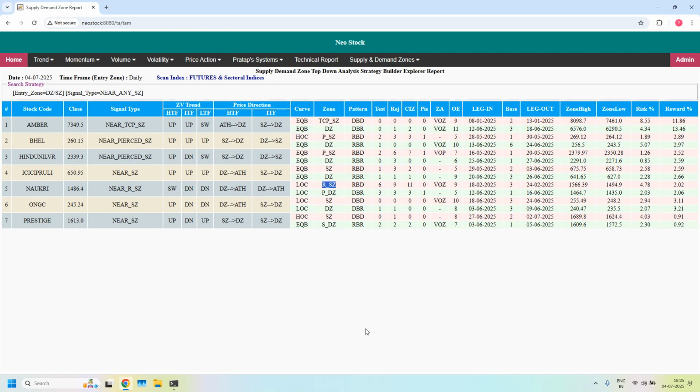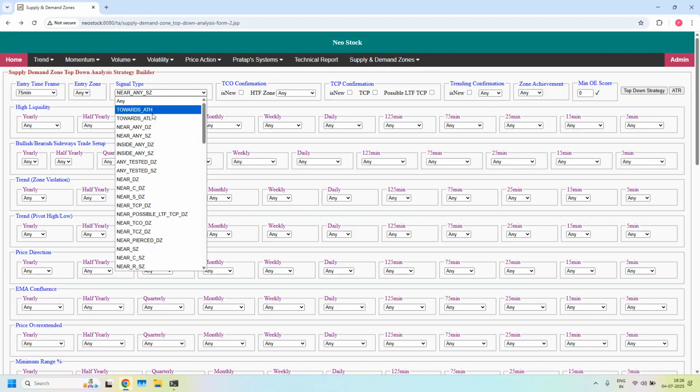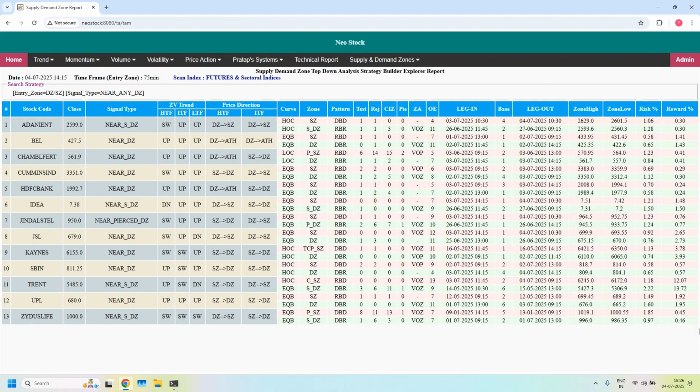having a daily high liquidity supply zone, and price is near to the high liquidity supply zones. Okay, 2 stocks we identified. Next time frame is 75 minutes. Stocks near to the 75 minutes demand zone. We got 13 stocks. And let us identify 75 minutes high liquidity demand zones from this list.